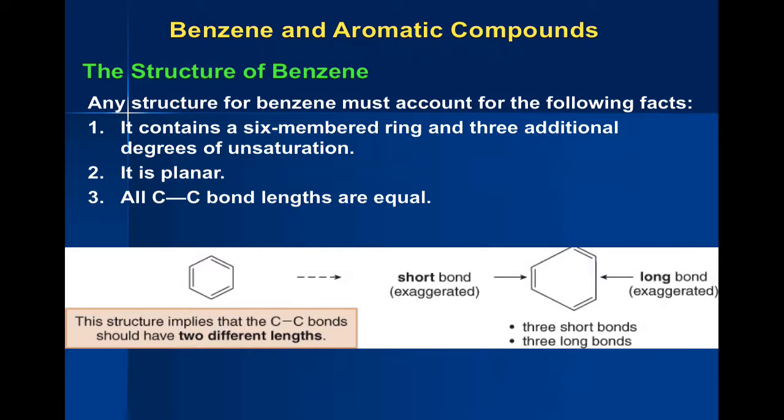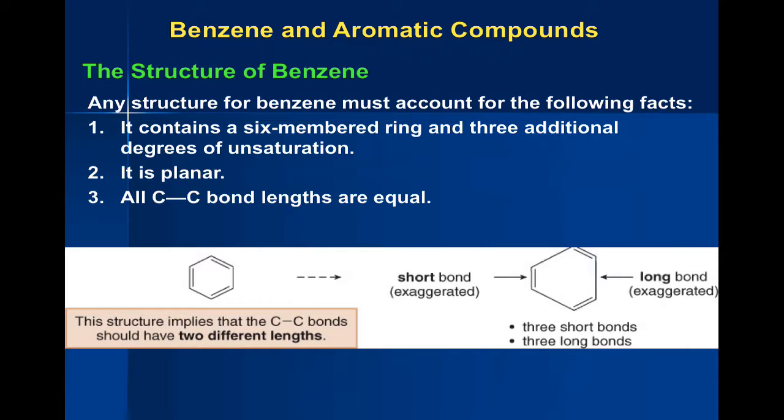Now, benzene, if you look at the structure, it's a 6-membered ring with 3 additional degrees of unsaturation. It is planar. Build a model. All 6 carbon atoms and all the hydrogens lie in the plane of your paper when you're drawing it. Okay? All carbon-carbon bonds are of equal length. If I grow a crystal of it at low temperature and put it on an X-ray diffractometer and look at the X-ray structure, all the carbon-carbon bonds are the same length.